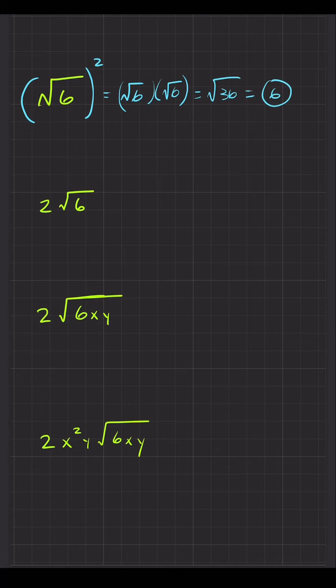Now, we know that the shortcut is whenever you have a square root and you're squaring it, you can kind of just cancel it, right? And the answer is just 6. And a simple one like this is not too bad.